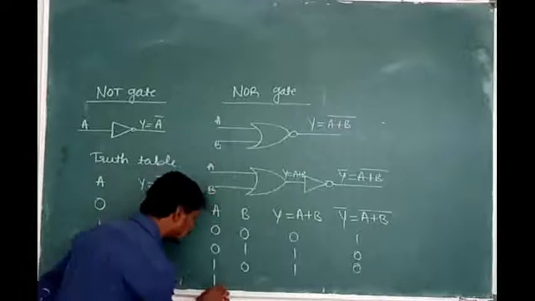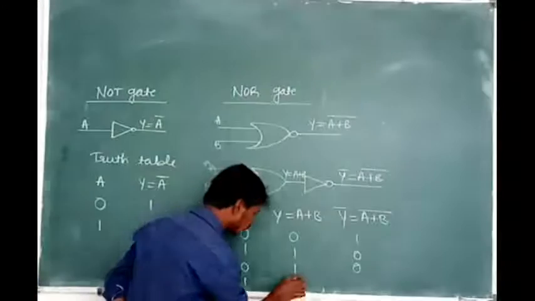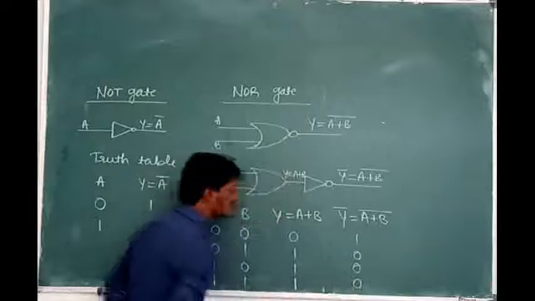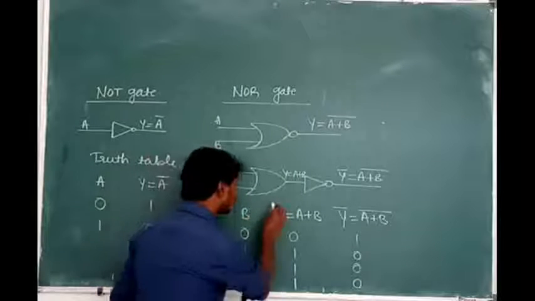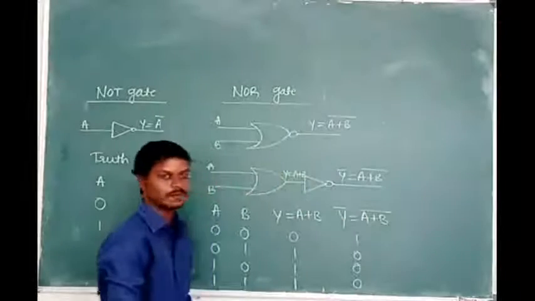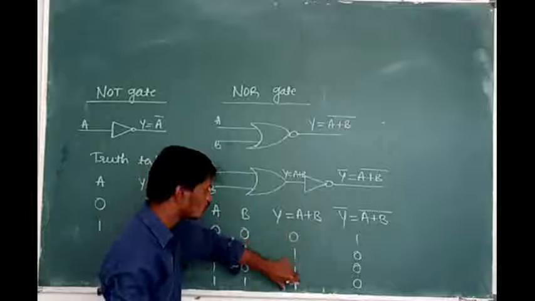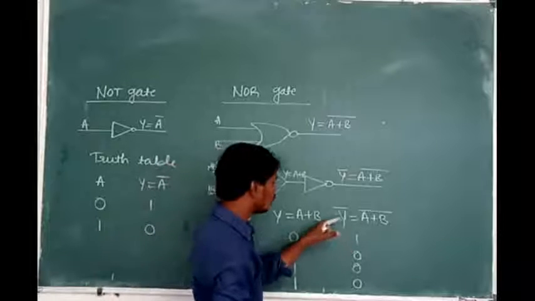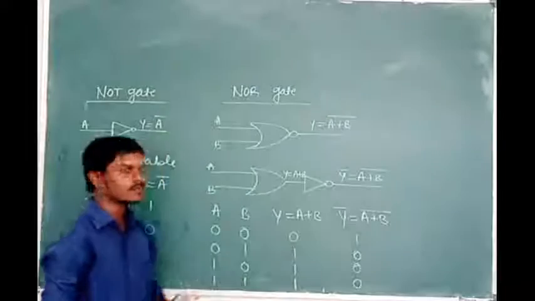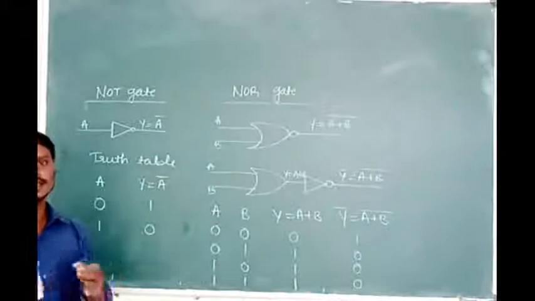Then if A and B are both 1, 1 or 1 is 1, but its complement is 0. See here, this is the output of the OR gate and this is the output of the NOR gate. The output of the OR gate is 0, 1, 1, 1. But the output of the NOR gate is 1, 0, 0, 0. Okay. Now next, if a NOT gate is connected to an AND gate, then it is a NAND gate.